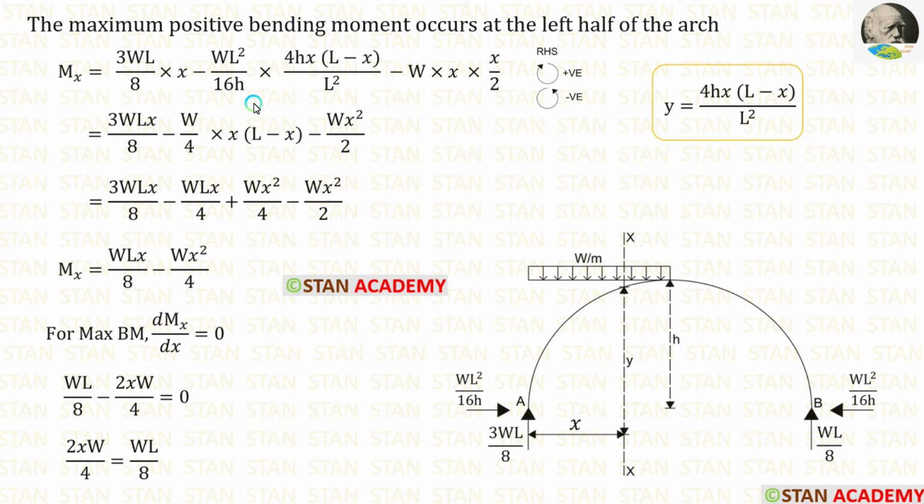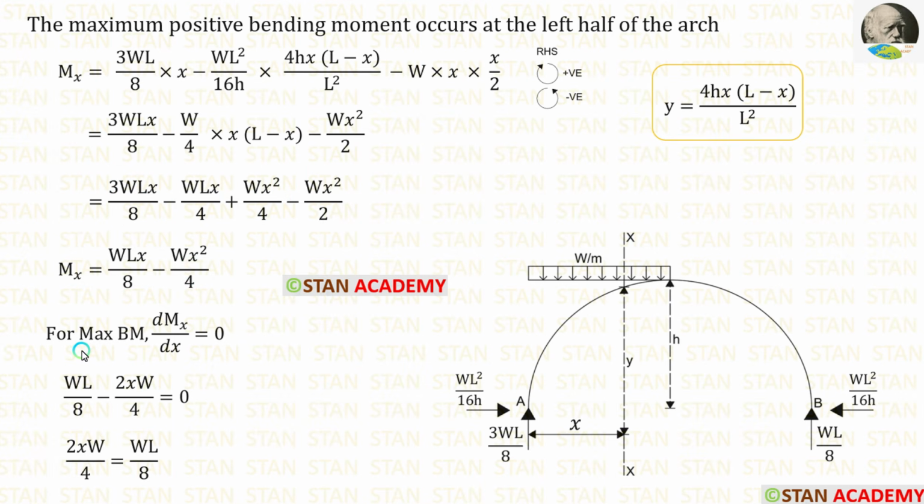Then we can make some simplifications. We can cut this L square and L square. Also we can cut this H and this H. We can cut this 4 and 16. Here it will be 4. x into x, we will get x square. Then we have to multiply w by 4x with L minus x. When we do that, we are getting this. 3 by 8 minus 1 by 4, we will get 1 by 8. 1 by 4 minus 1 by 2, we will get minus 1 by 4.